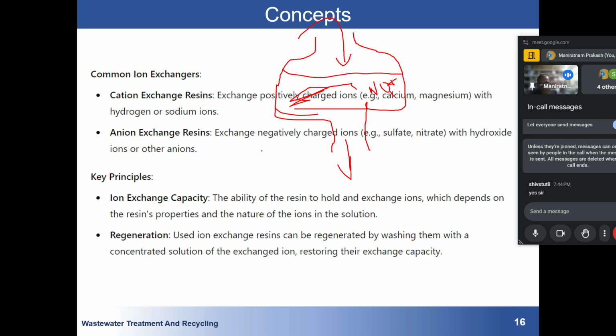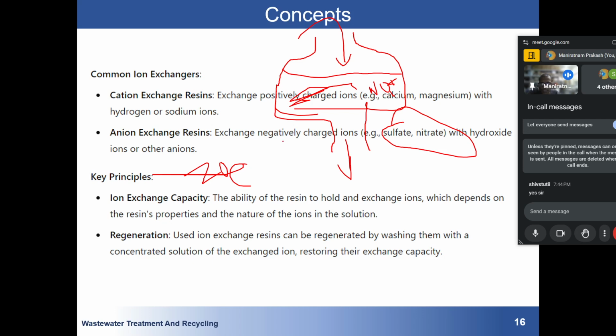Then similarly we have anion exchange, which exchanges negatively charged ions. Examples: sulfate and nitrates. Generally we don't want any sulfate or nitrates in our water. And once OH is released, this OH is a part of water only. So similarly this mechanism is followed. Then the key principle is the ability of the resin to hold and exchange ions, which depends upon the ion property. And there are several resins. One of the resins is this zeolite only. Just search on it, you will see more about it.